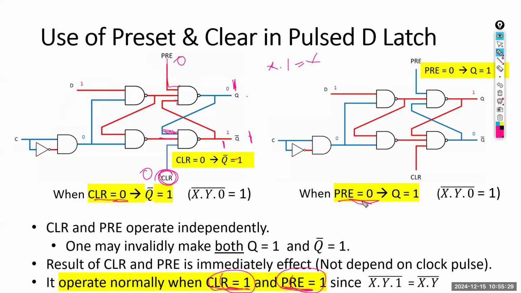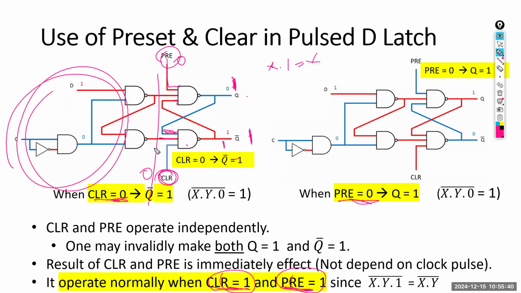equals 0. CLR equals 0 will make this one. PRE is 0, make this one. Regardless of whatever is happening here, because we are doing it at the very last moment.